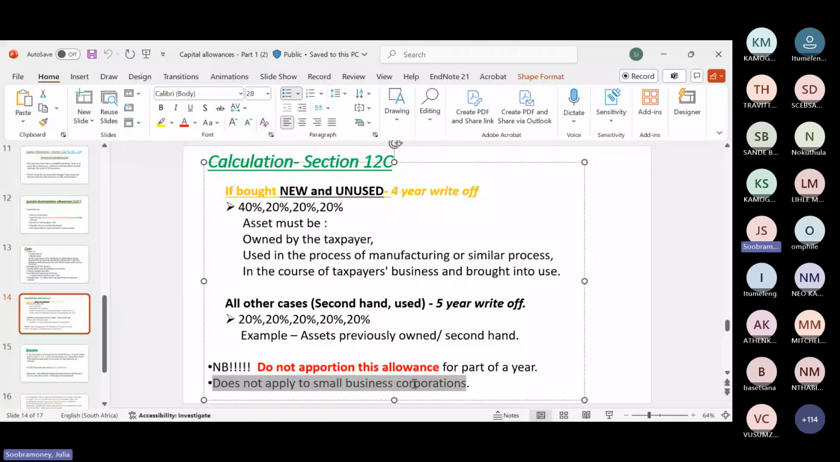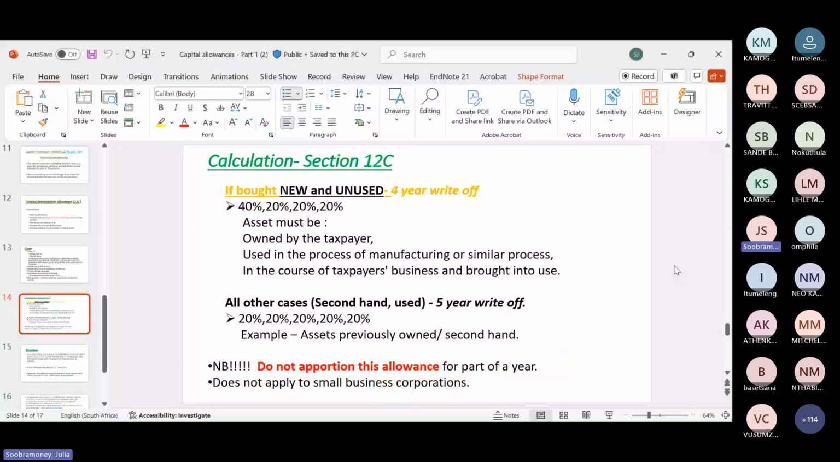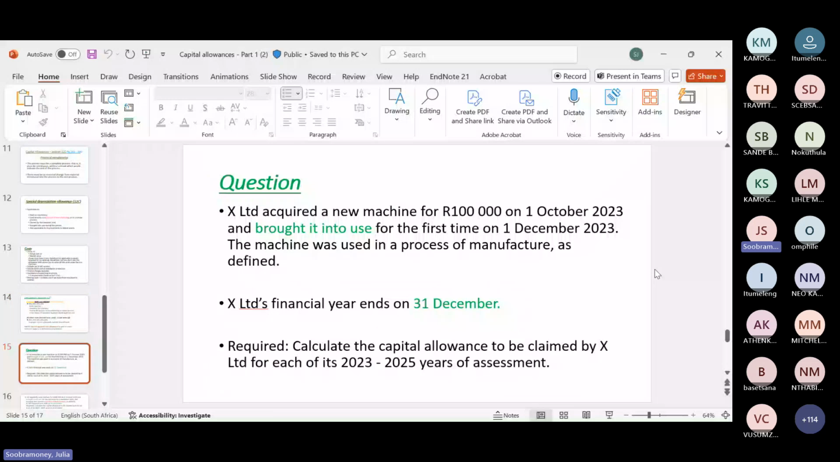It says here, X Limited acquired a new machine for 100,000 Rand on 1 October 2023 and brought it into use for the first time on 1 December 2023. The machine was used in the process of manufacturing as defined. So my question to you is, what type of asset is this? Is it a section 11E or is it a section 12C asset? Can you please tell me?